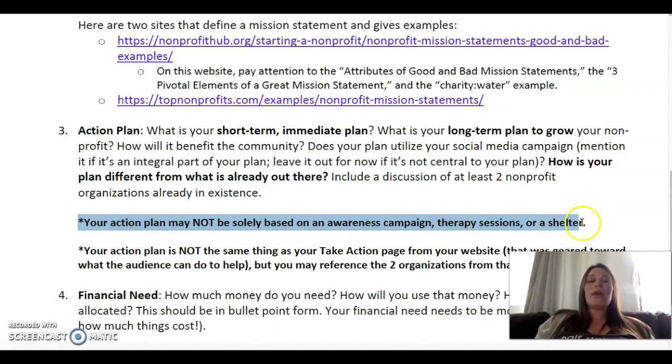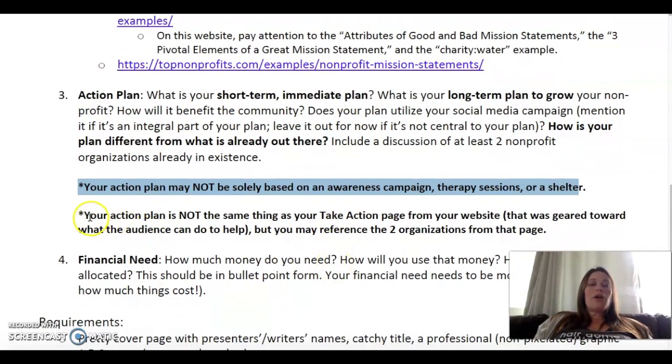And then again, you cannot base your entire plan around a shelter. Okay, we have to be fairly realistic here. Could you talk about long-term plans to grow your nonprofit into something that's big enough to require a space? Yes, okay, but again, we're not talking about buying a gigantic warehouse in LA. That's just not going to fly. It's not going to work, okay?